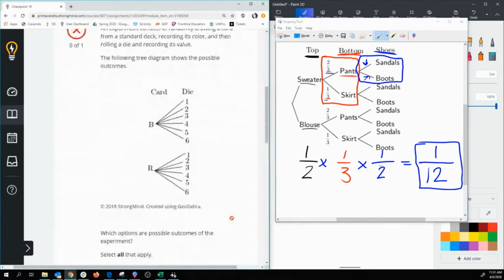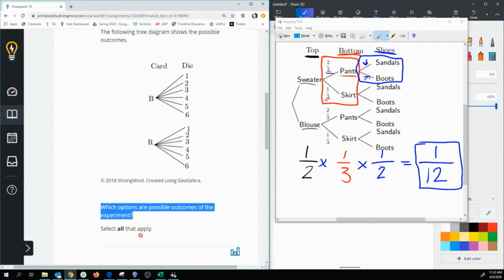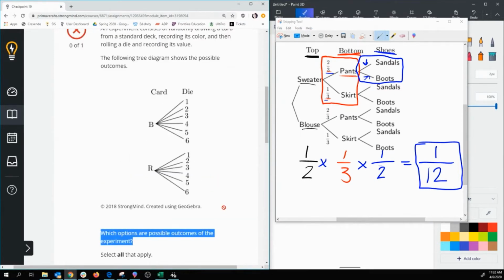All right. Next question has a tree diagram that shows card color and dice rolling. And we want to know what are the possible outcomes for the experiments. We're just selecting all that apply. So 3 times 2 is 6 and 6 times 2 is 12. Perfect. Yep. Which is why we have a 1 out of 12 chance. All right. And then I'll give you guys a second to find this problem and let me know when you are ready.